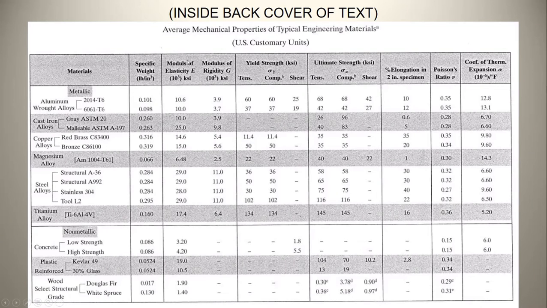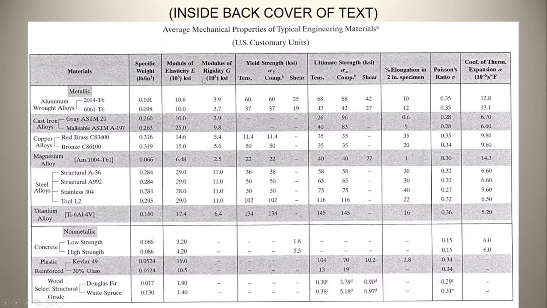And then you have the modulus of elasticity E. We just talked about this. And then also there's the modulus of rigidity, we are going to talk about it maybe tomorrow. Yield strength is sigma y, we talked about it. Ultimate strength, we talked about it. Elongation and Poisson's ratio, we'll talk about tomorrow.